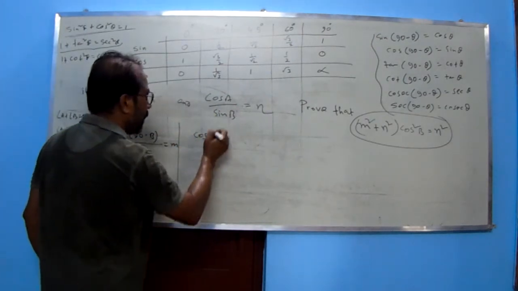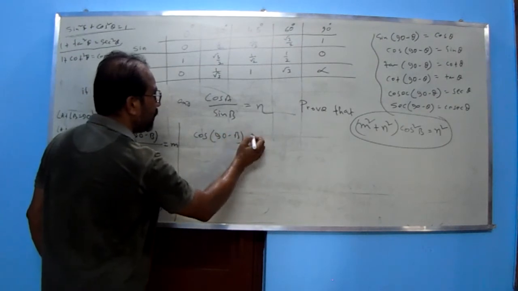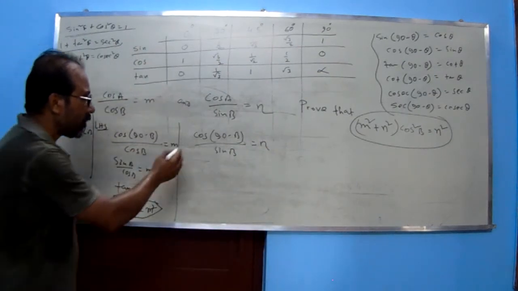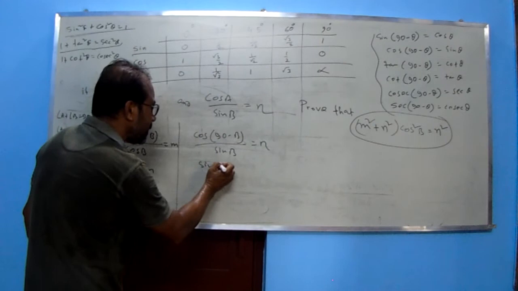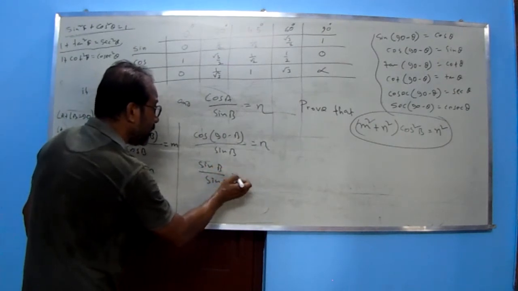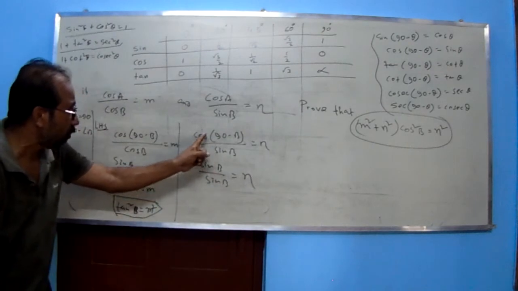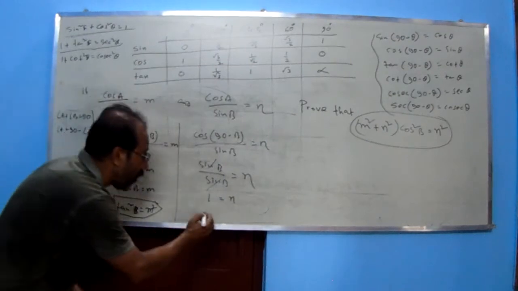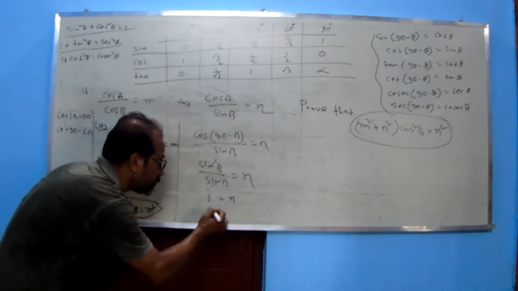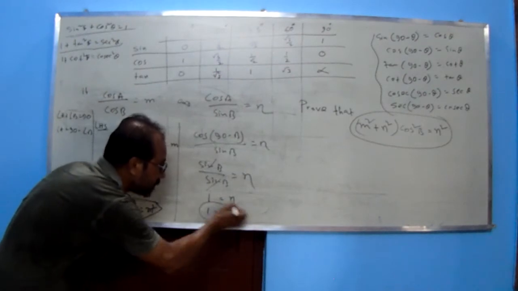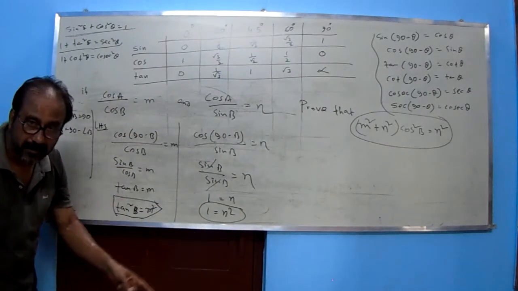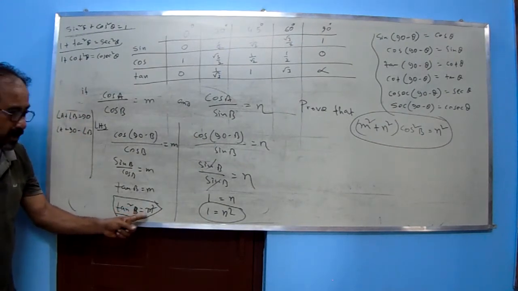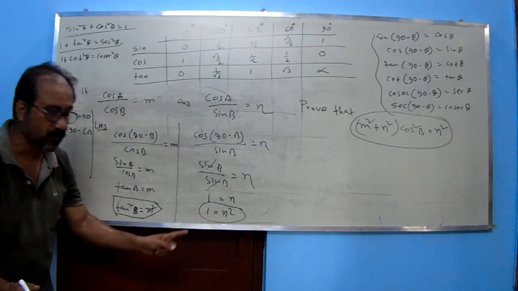Cos A means cos of 90 minus B divided by sin B equal to N. Cos 90 minus theta means sin B by sin B equal to N. So sin B by sin B has gone, so 1 equal to N. Squaring both sides, 1 square is 1, equal to N square. This is the second result I am keeping in my pocket. So the first result was tan square B equal to M square, and the second result was N square equal to 1.